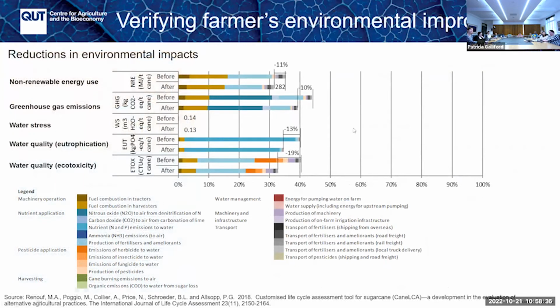So we compiled our findings across that sample of farmers to give a sense of generally what scale of improvements we are seeing from best management practice improvements. So across these different indicators, these are the figures of production-weighted averaged improvements between 10 and 20% reduction in environmental impacts, which is pretty good actually.